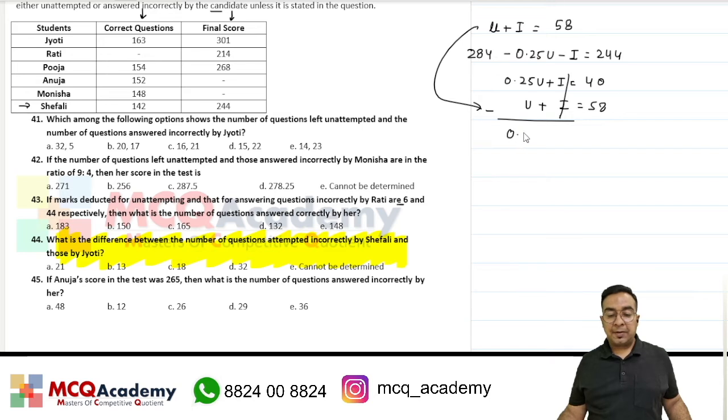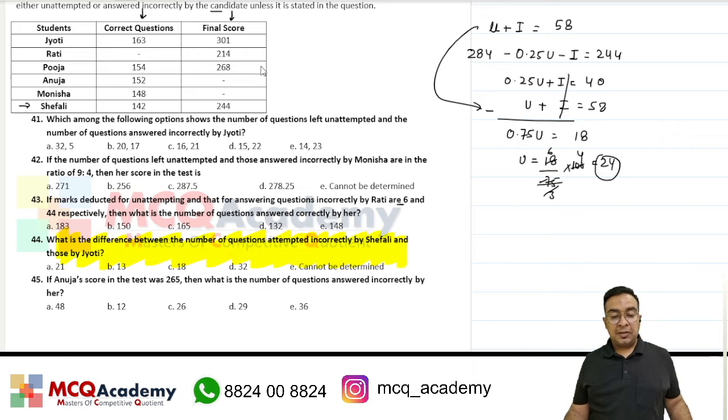इसको माइनस किया है, कैंसिल आउट हो जाता है. वैल्यू बन के आई आपके पास में माइनस का 0.75 ऑफ यू इज इक्वल टू माइनस का 18. तो माइनस तो यहाँ पे हम लोगों ने पहले कैंसिल आउट कर दिया है. तो यू की वैल्यू बन के आ जाती है 18 अपॉन 0.75. दिस इज इक्वल टू 100. 25 3s, 25 4s, 3 6s are 18. So this is equal to 24. तो नंबर ऑफ क्वेश्चंस अनअटेम्प्टेड बाय शेफाली इज इक्वल टू 24.